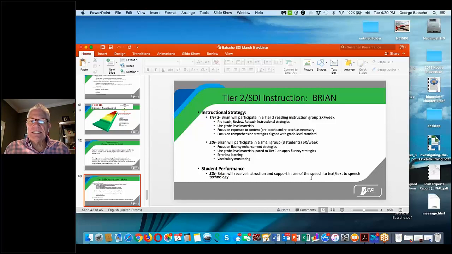And with all fluency teaching, always, always, always, we do vocabulary monitoring. As kids are reading words, improving their fluency, we're constantly saying, Brian, what does that word mean? So we're checking for meaning in the delivery of fluency.